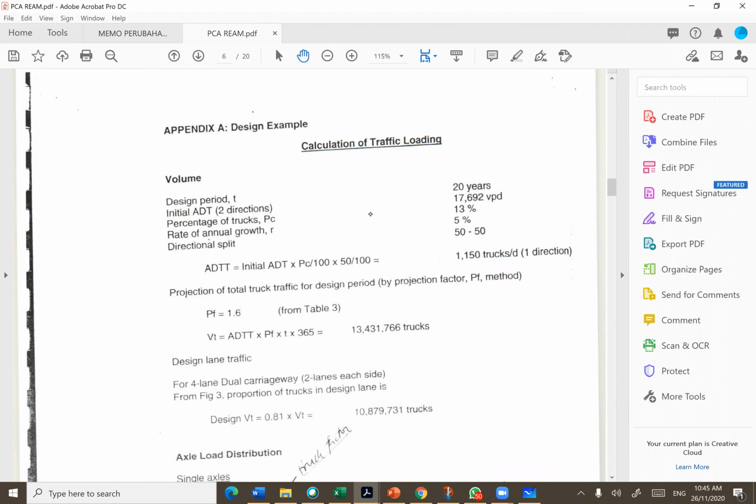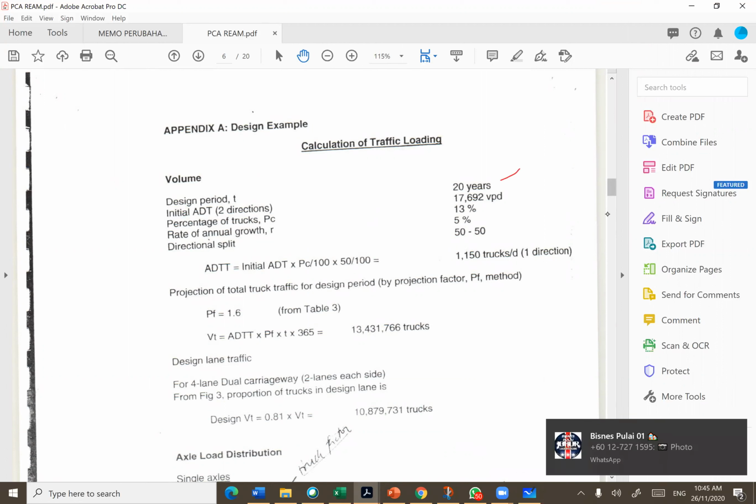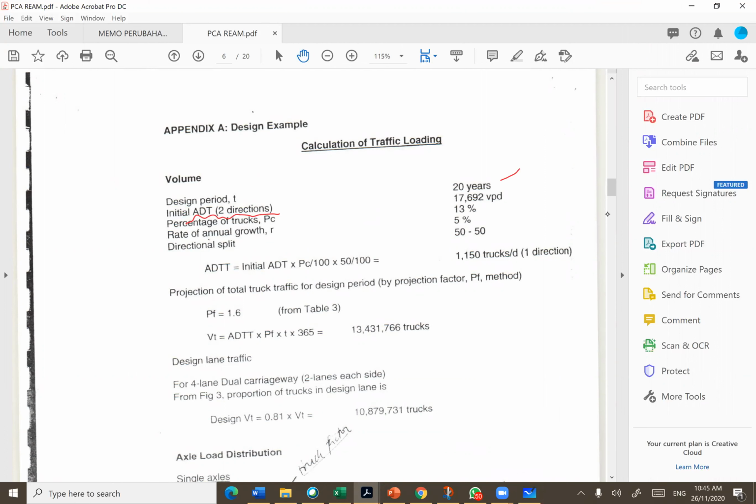the design period for this is 20 years. It's given to you the initial average daily traffic for both directions. Again, this is not ESAL yet. It is average daily traffic, which is 17,000 vehicles per day. From this 17,000, the percentage of trucks, the commercial vehicles, is 13%. As I said earlier, for a design you're only interested in commercial vehicles. It's given the growth rate is 5% and directional split is 50-50.